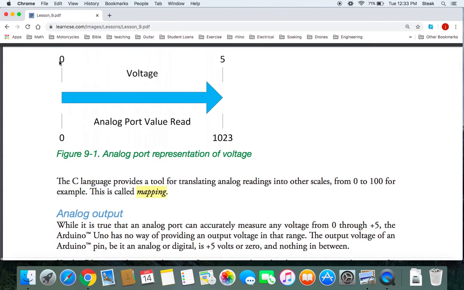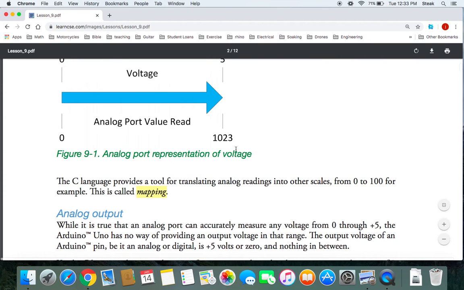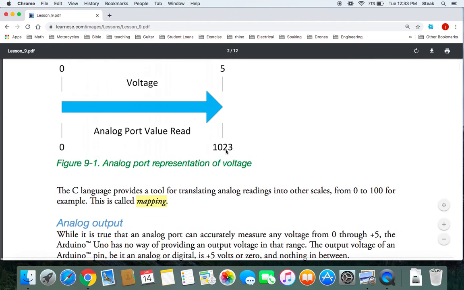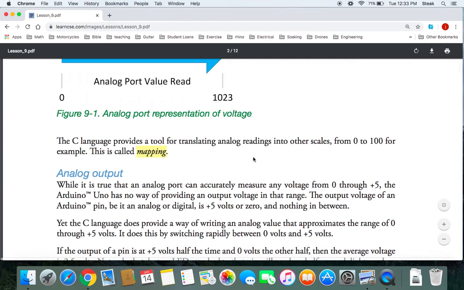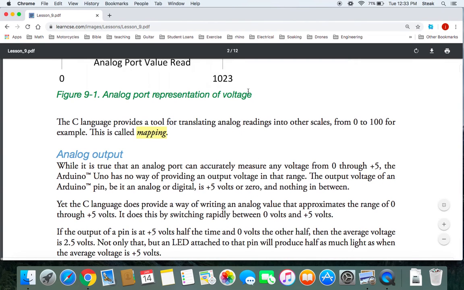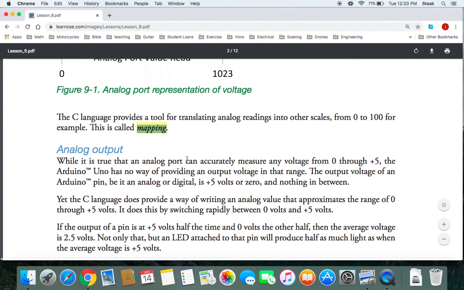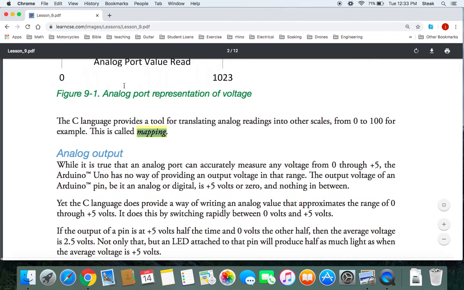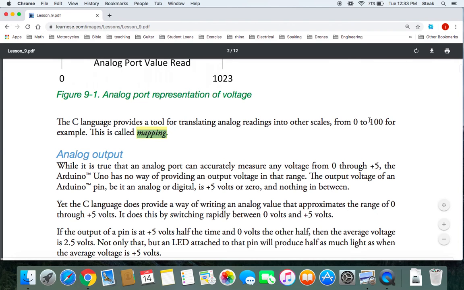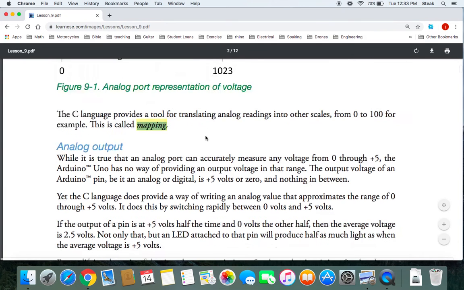Alright, here's a great picture. So between 0 and 5 volts, we've got 0 to 1023 numbers. What if we don't want to use 0 to 1023? What if we want to use 0 to 100? Well, good news, we can use this thing called mapping. And we can translate from 0 to 1023, and we can map that to a smaller range, like 0 to 100. So 0 would match with 0 here, and 100 would match with 1023 there.